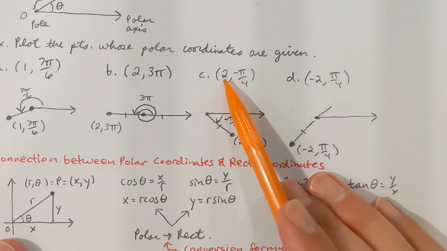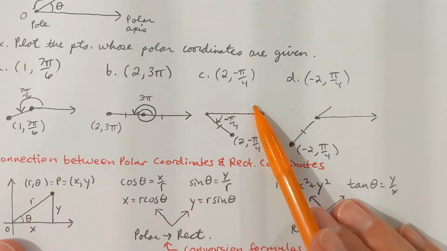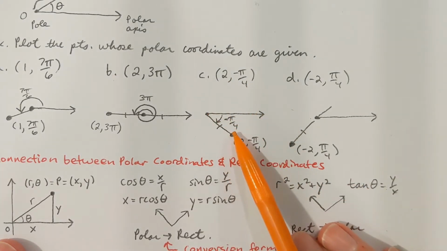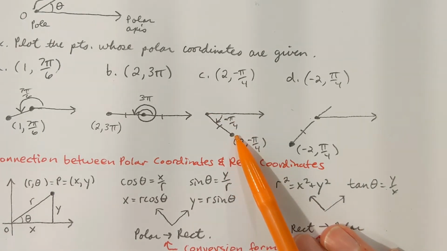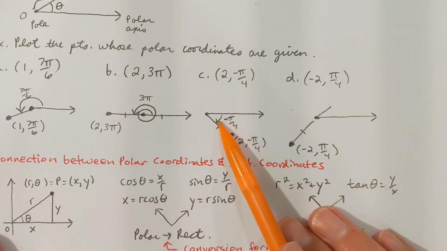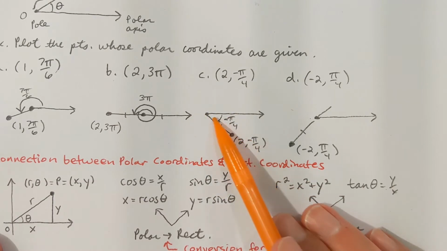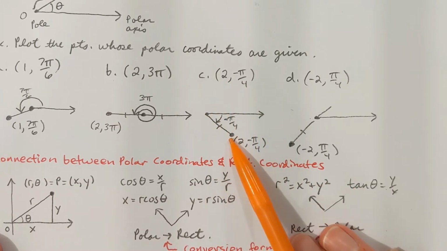Here's part C. I want to plot the point 2, negative pi over 4. Here's the negative pi over 4 axis. The negative pi over 4 axis would also be the same axis as the 7 pi over 4 axis. It's just that I was going in a clockwise direction, not a counterclockwise direction. And basically I want to be going 2 units out on the negative pi over 4 axis. Now this point right here, 2, negative pi over 4, would be at the same spot as 2, 7 pi over 4. And again, that's what I was talking about before. You can represent a point several different ways in the polar coordinate system.